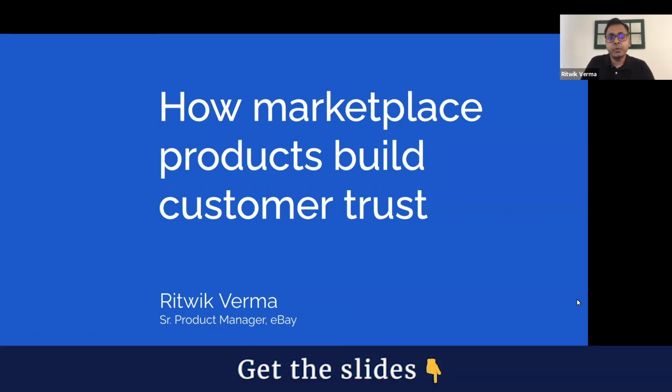In today's session, we will look at the implicit problem that a marketplace faces for customer trust. And we will look at a framework that would help us understand how marketplaces can solve this problem.